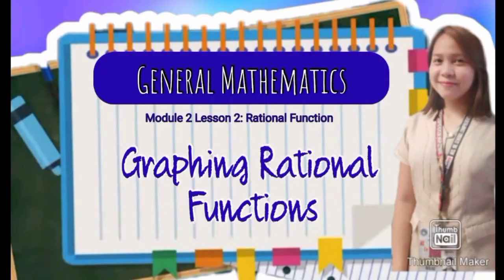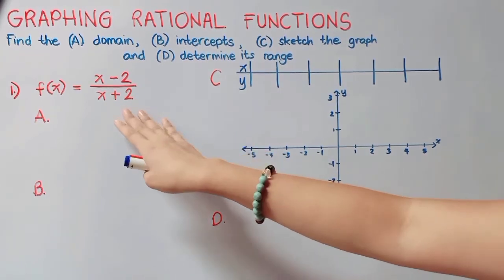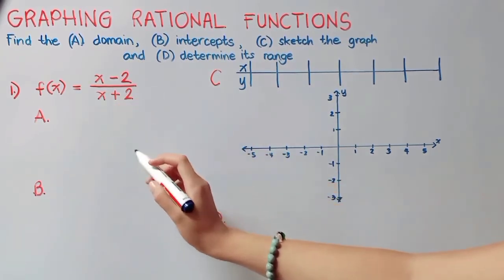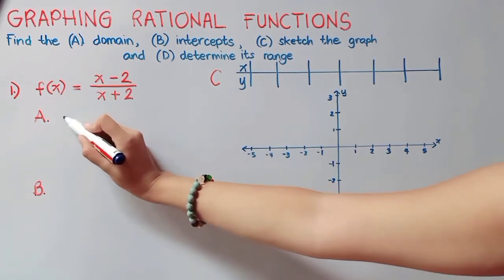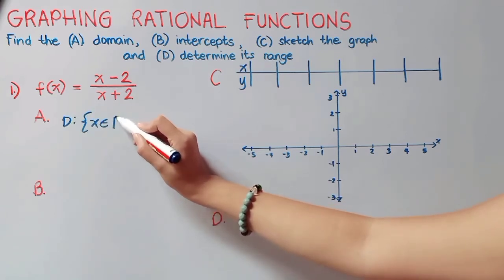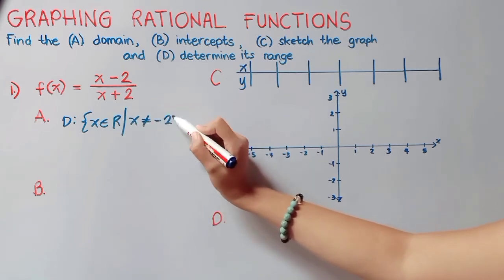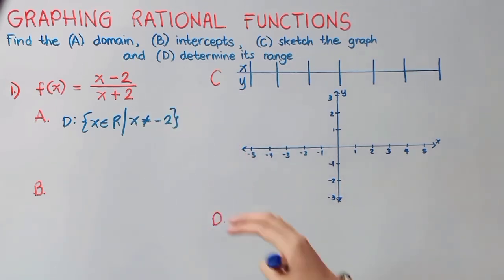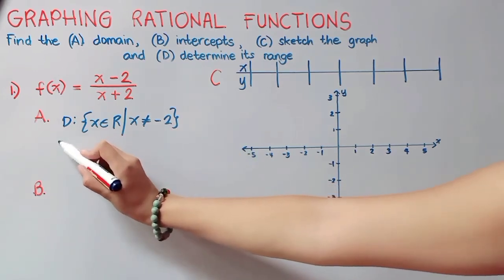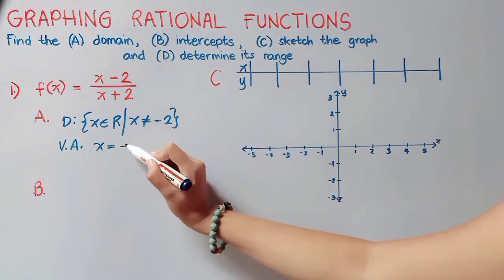In this video, you will learn how to graph rational functions. Number 1. F of x is equal to x minus 2 all over x plus 2. Our domain here is all real numbers except those values of x that will make our denominator 0, since it will make our rational expression undefined. So, x cannot be negative 2. Therefore, our vertical asymptote here is the line x is equal to negative 2.